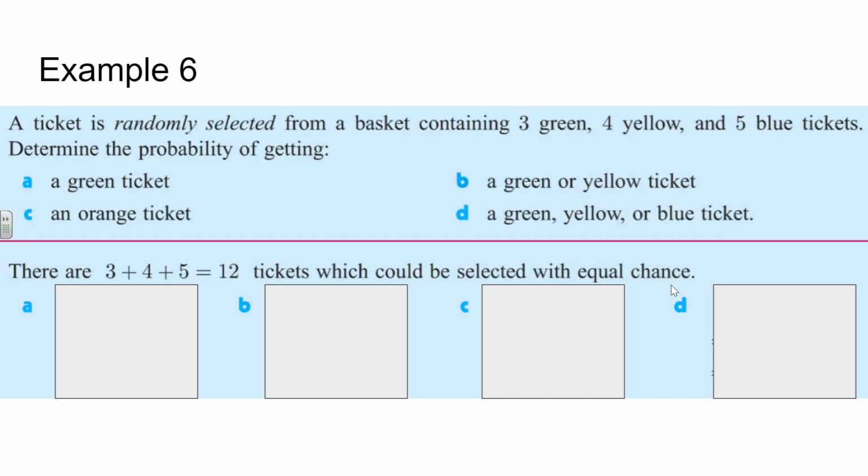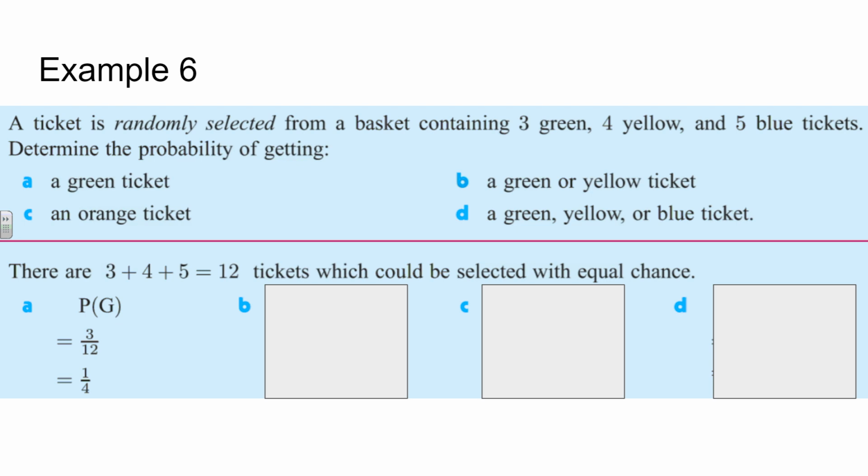So let's get to some examples. In this example, we have a basket that has 3 green, 4 yellow, and 5 blue tickets. If I'm looking for the probability of a green ticket, using the formula we saw in the previous slide, how many green tickets are there? There are 3. How many total tickets are there? There are 12, therefore it's 3/12 or a quarter.